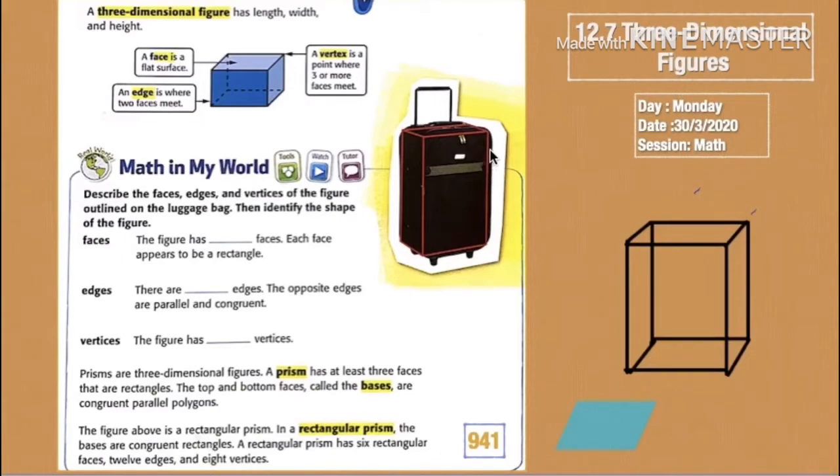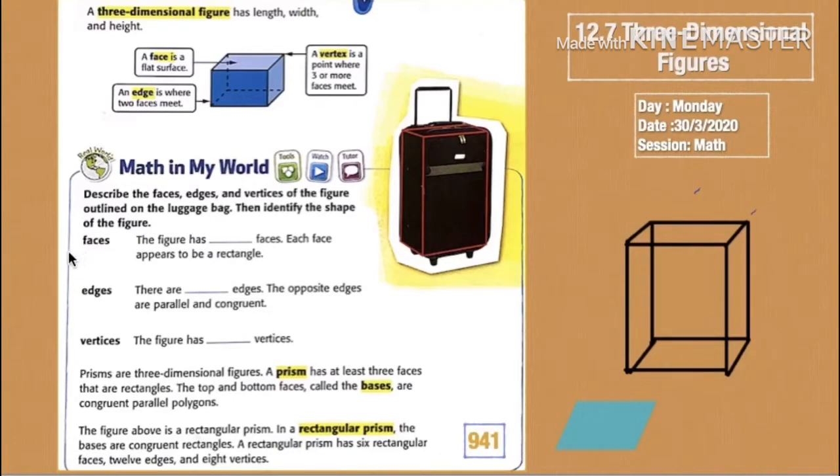All right, so for the math in my world, as you can see here, we have a visual picture of a suitcase. It says, describe the faces, edges, and vertices of the figure outlined on the luggage bag. Then identify the shape of the figure. I have sketched the suitcase for you over here so we can easily see the background of the suitcase and help us to count the edges and the vertices.